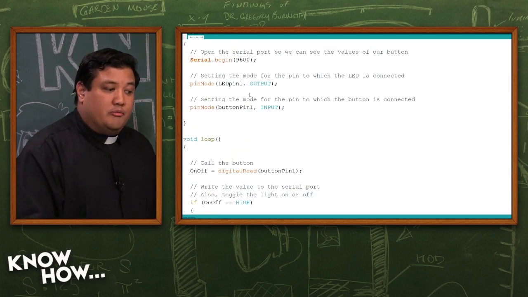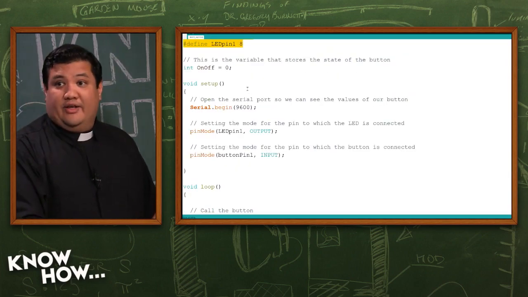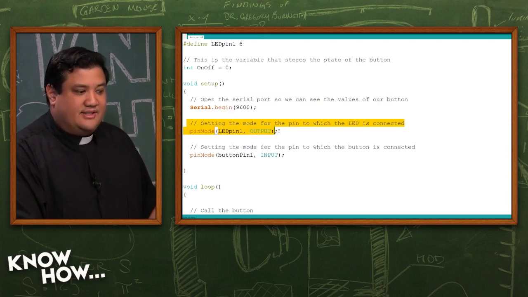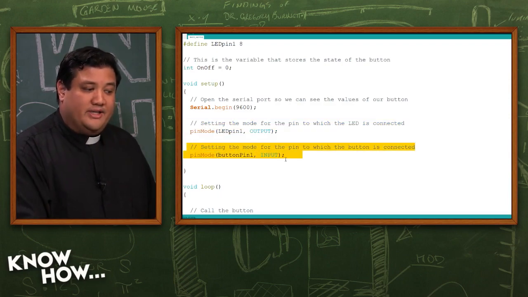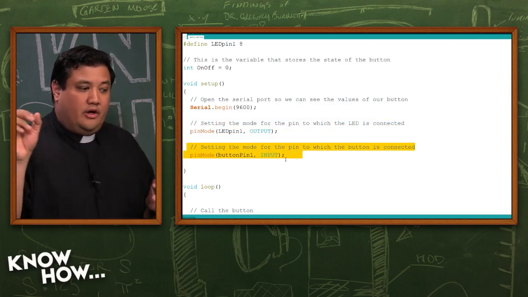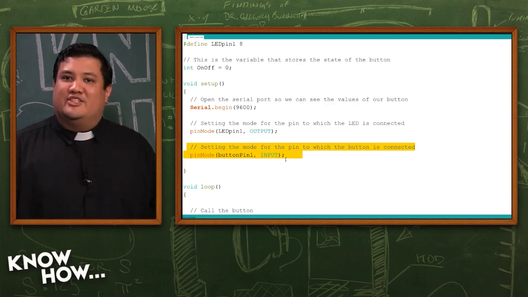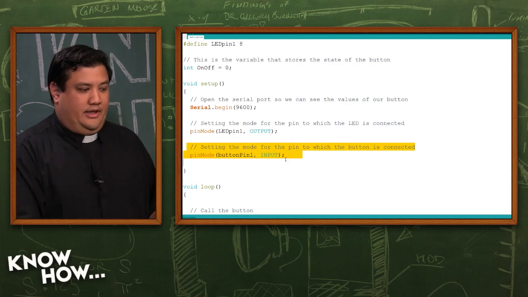Yep. Now we are combining code from the first and the sixth program. So yes, I start my serial port. Yes, I set the pin mode for the LED as output, and yes, I set the pin mode for the button as input. So pin 8 is set to light up the LED. Pin 2 is set to listen to the button. Got it.